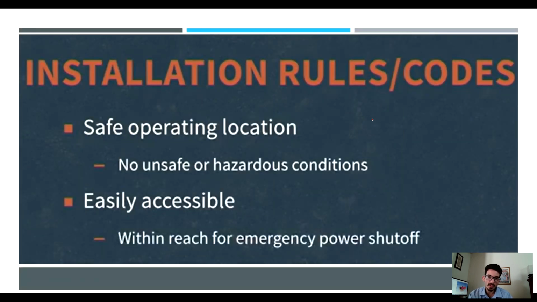So always follow the installation rules and codes, safety and operational codes. Always make sure that the panel board is accessible. Don't put ladders or buckets or other equipment covering the panel board, because A, you have to provide maintenance, and B, that's a main way of shutting down the power for the rest of the system. So make sure they're accessible and they're always in good condition.